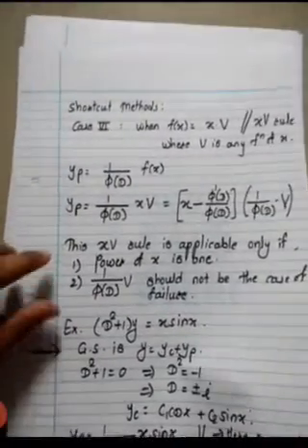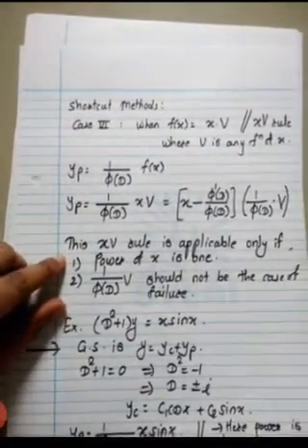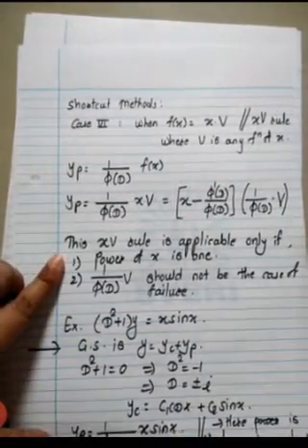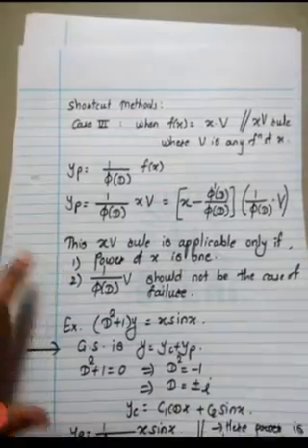So firstly, we have to check these two conditions. If any one of these is not satisfied, then we can say that this rule is not applicable. Good. Sure, we'll take a proper example now. Solve. Start solving with me.